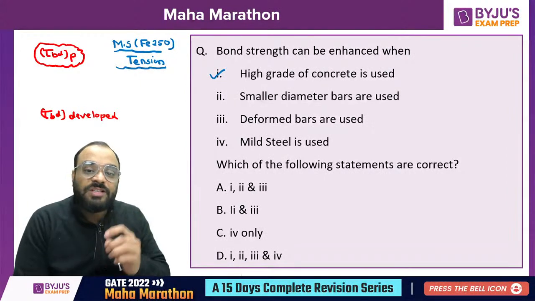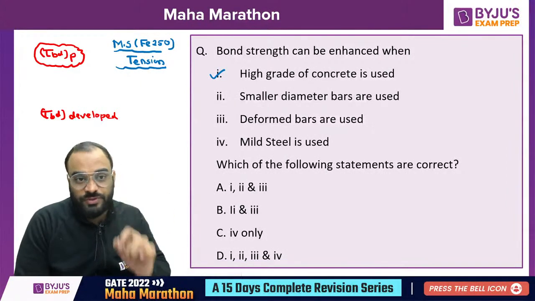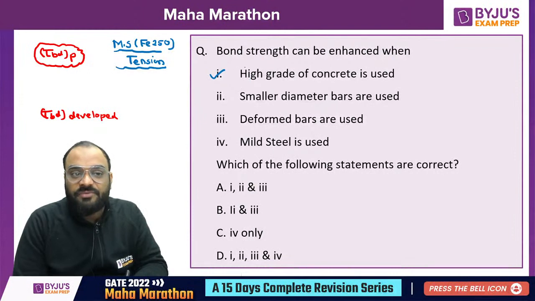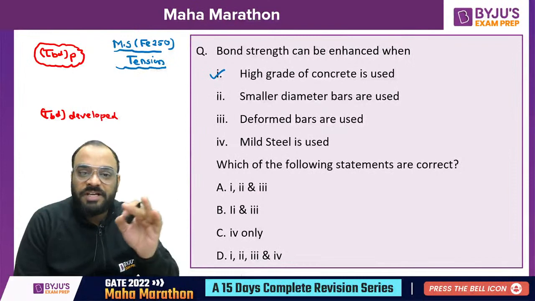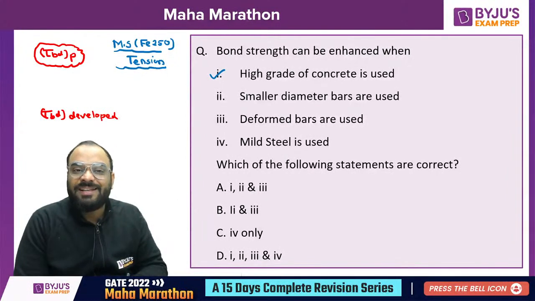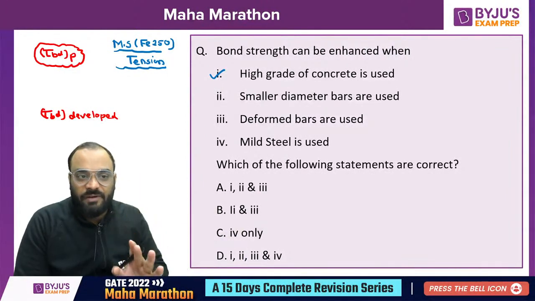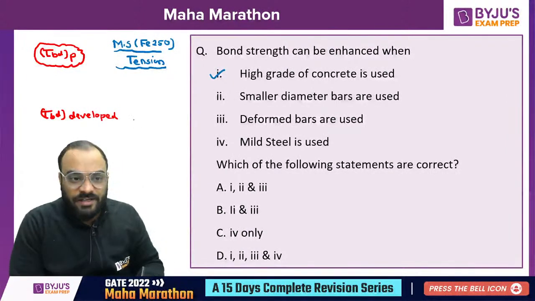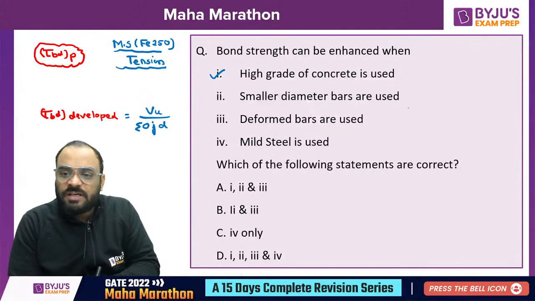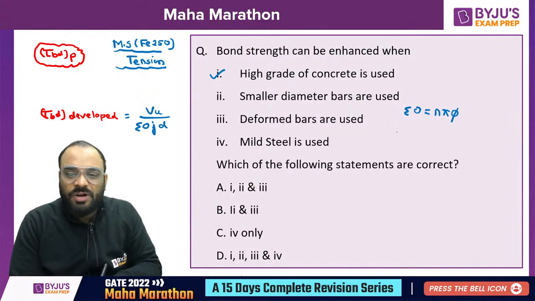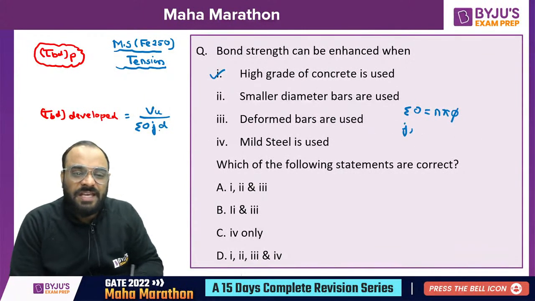Now if we talk about the smaller dia bars which we are trying to use, this particular parameter will affect the tau BD developed value, not the permissible. Okay, let's understand it. So how can you write tau BD developed? It is very simple. Vu, factored shear force, divided by summation O j d. What is summation O? Sum of perimeter of all the reinforcement, n pi phi, correct? What is j? Lever arm depth factor. What is d? Effective depth.